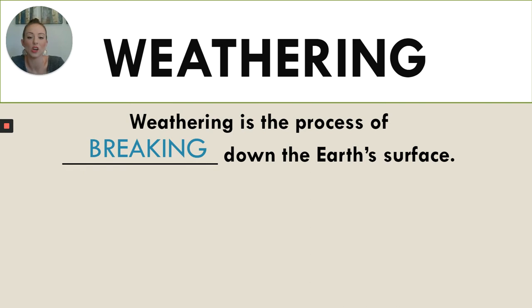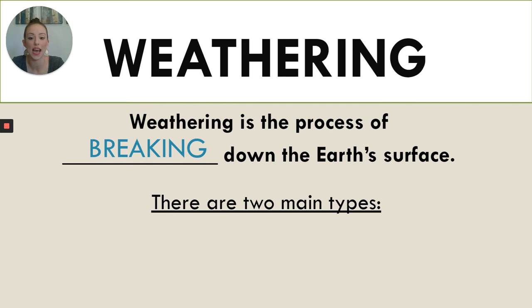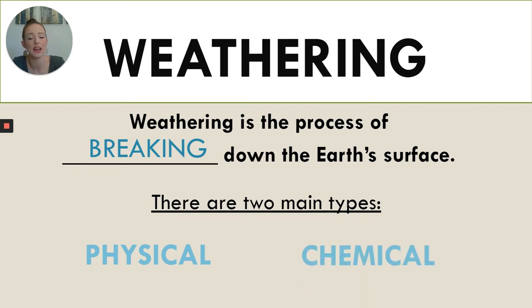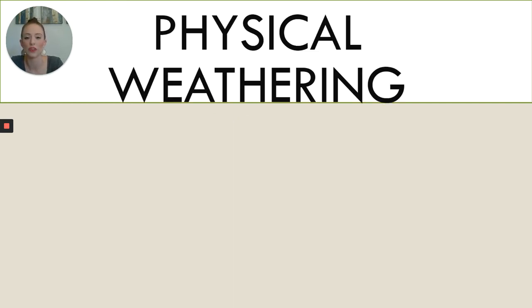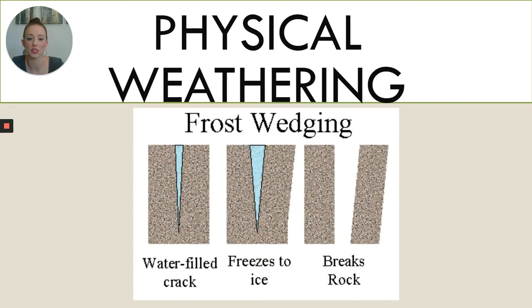So we're taking large pieces of rock and large formations and turning them into itty bitty teeny tiny pieces. There's a lot of things that can do this, but there are two main categories: physical weathering, also called mechanical weathering, and chemical weathering. And we're going to take a look at both. So our first example of physical weathering that we see is frost wedging.